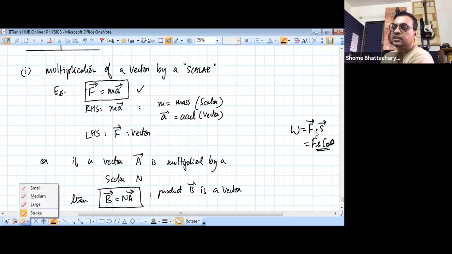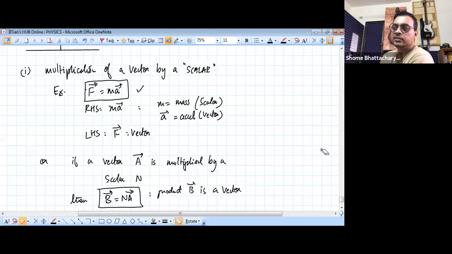This will be the third type of vector operation that we study, and it is called the dot product. So remember, in work done, we are not relating a vector quantity with a scalar. We are actually relating a vector quantity with another vector quantity, that is force and displacement. So the definition of work that you have read, that it is force into displacement in the direction of force, we'll see that that definition is used to define something called the dot product of two vectors.